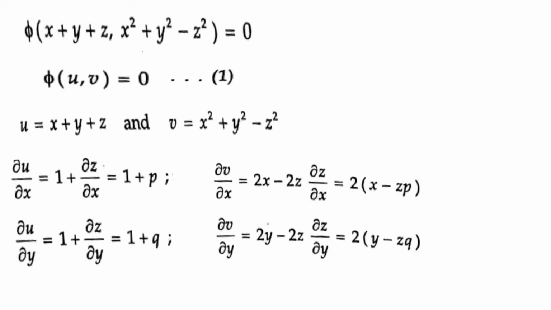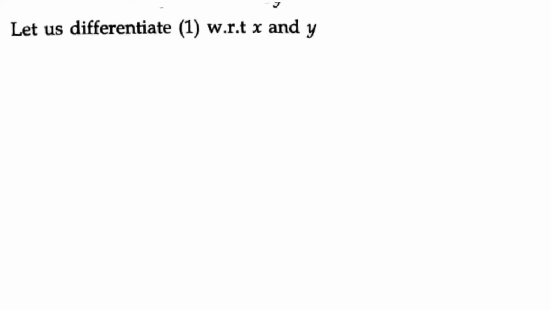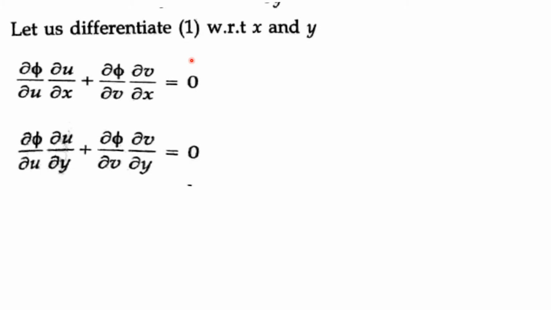So next, let us differentiate equation 1 with respect to x and y. What is my equation 1? That is phi of u comma v equal to 0, right? So you have to differentiate equation 1 with respect to x and y by applying the chain rule. This is according to the procedure I explained before starting the problem. You can directly write it. So what do you get? Dou phi by dou u into dou u by dou x plus dou phi by dou v into dou v by dou x equal to 0. Next, dou phi by dou u into dou u by dou y plus dou phi by dou v into dou v by dou y equal to 0.